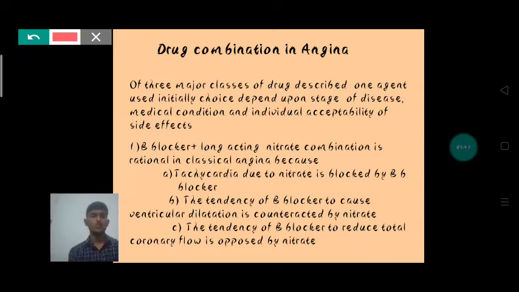The combination of beta blockers plus long acting nitrate is rational in classical angina, because the tachycardia due to nitrates is blocked by the beta blocker. That means the side effect of the nitrates, tachycardia, is blocked by the beta blocker, while the tendency of the beta blocker to cause ventricular dilatation is counteracted by the nitrates. The nitrates also counteract the side effects of the beta blockers. The tendency of the beta blocker to reduce total coronary flow is opposed by nitrates.